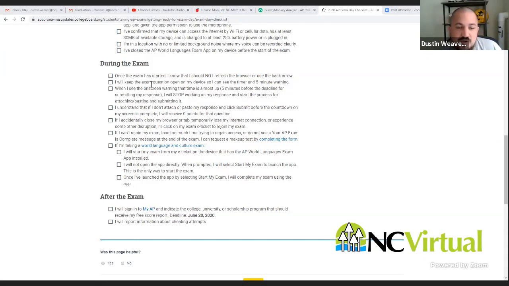If you accidentally close your browser or tab, so if you accidentally hit the X button, or temporarily lose internet connection, or experience some other disruption, you can still go back in with your exam e-ticket and it will pick up where you left off. Obviously, you'll lose the time that you missed, but you can rejoin the exam. If you can't rejoin the exam or something happens that you're not able to submit, then you can create a makeup test, and there is a form to complete for that. But hopefully it'll all work perfectly on exam day if we've gone through these things beforehand.